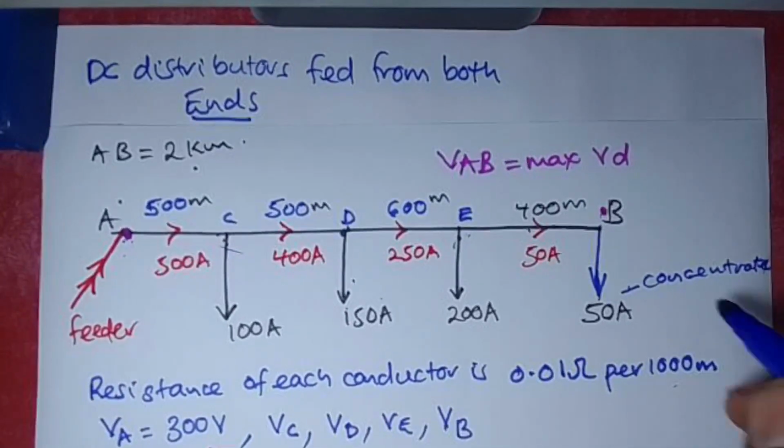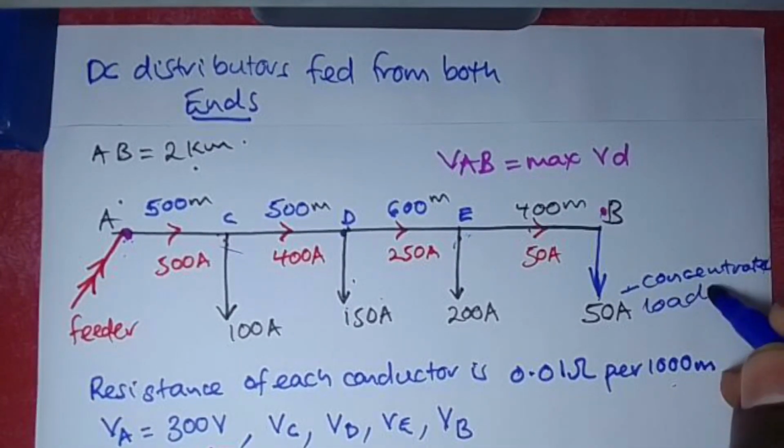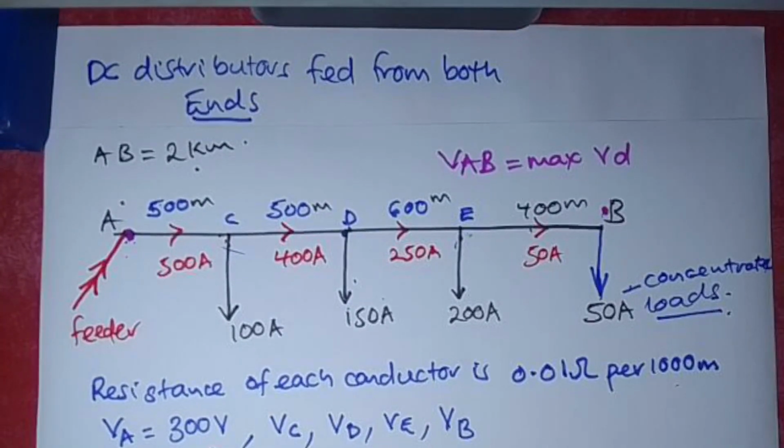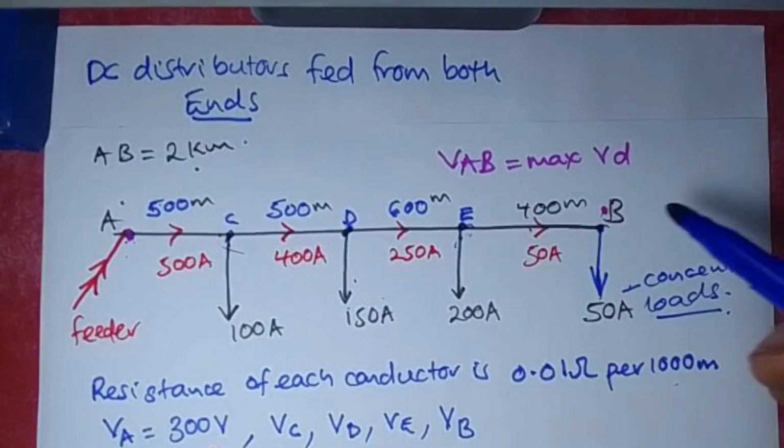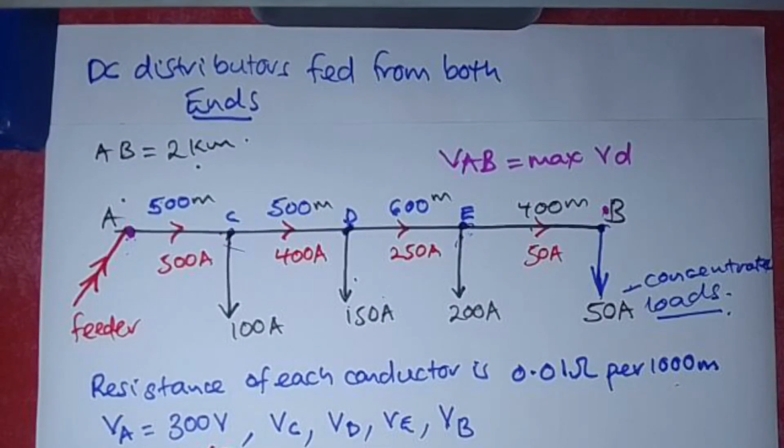These loads are what we call concentrated loads. Simply, they appear at one point along the entire length of the transmission line. For example, this appears here, here, here, and here as individual loads. So they are concentrated loads.